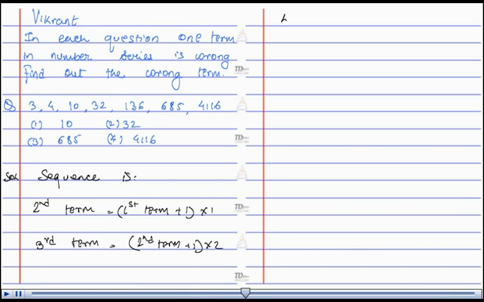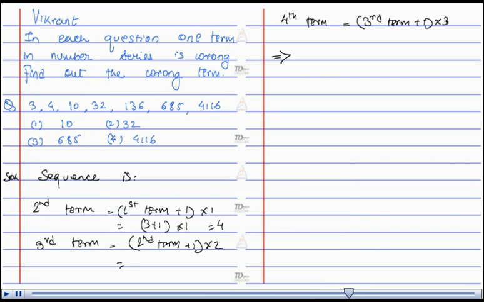The fourth term is third term plus 1 multiplied by 3 and so on. So we can say that in this particular series, if we have to find out the second term, that is in this case the first term, that is 3 plus 1 multiplied by 1 is equal to 4.